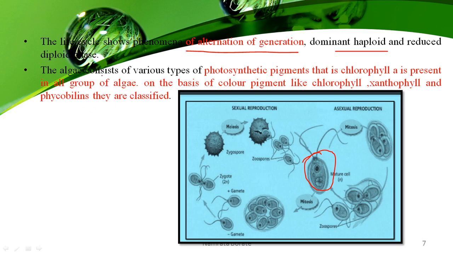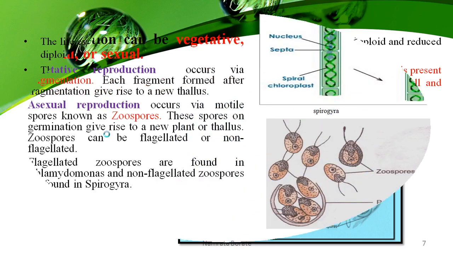Algae consist of various types of photosynthetic pigments; chlorophyll A is present in all algae. On the basis of the color pigment, like the chlorophyll pigment, the xanthophyll pigment, that is the yellow color pigment, or the phycobilins. The phycobilins are further classified into two types of pigment: first phycocyanin and second phycoerythrin. On the basis of the color pigment, the division thallophytes is classified into a number of classes.